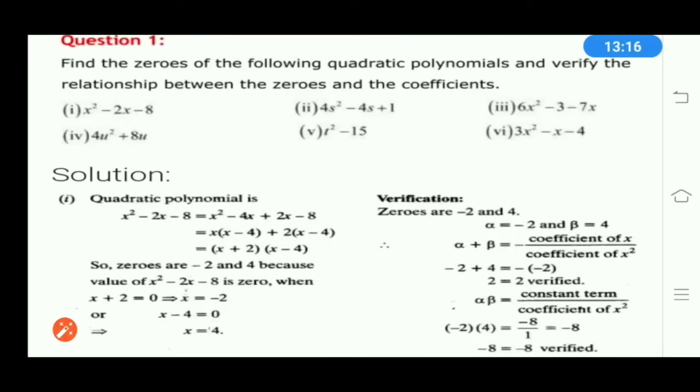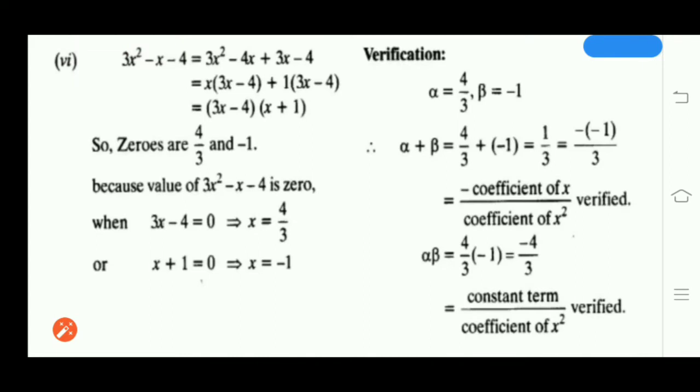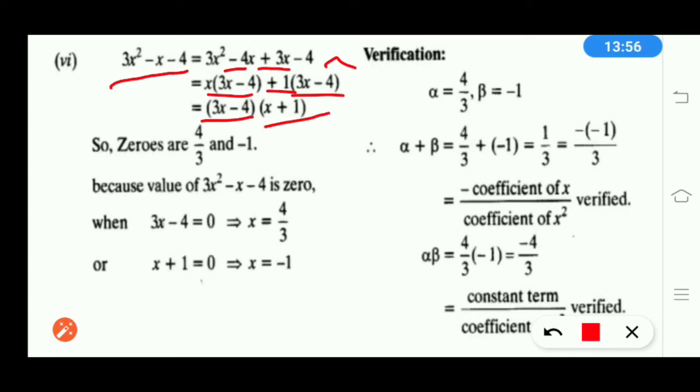Number 6. Now Roman number 6, the given polynomial is 3x square minus x minus 4. At first we find the zeros of this polynomial. After that, verify the relationship between the zeros and the coefficients. Now 3x square minus x minus 4 equals 3x square minus 4x plus 3x minus 4. Clear? So if we take x common, that's 3x minus 4 plus 1, that means 3x minus 4. So 3x minus 4 common, so x plus 1.